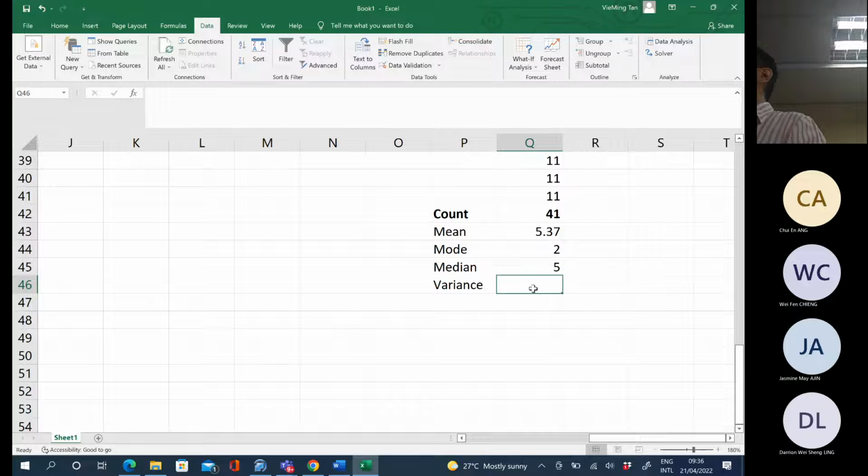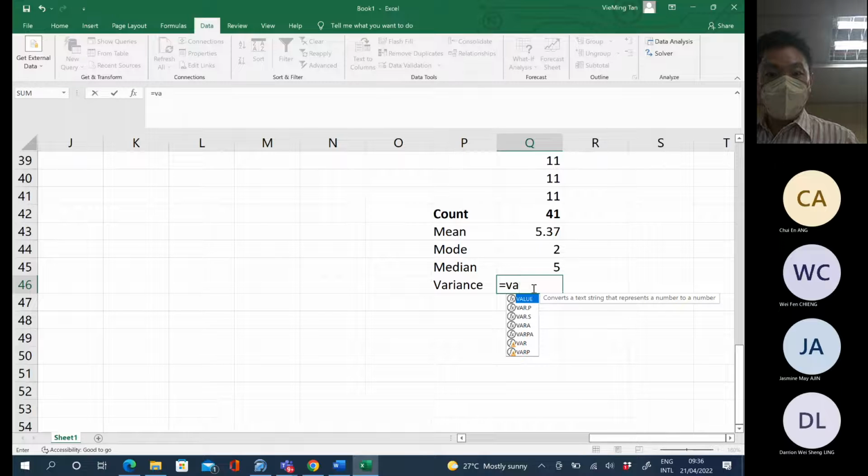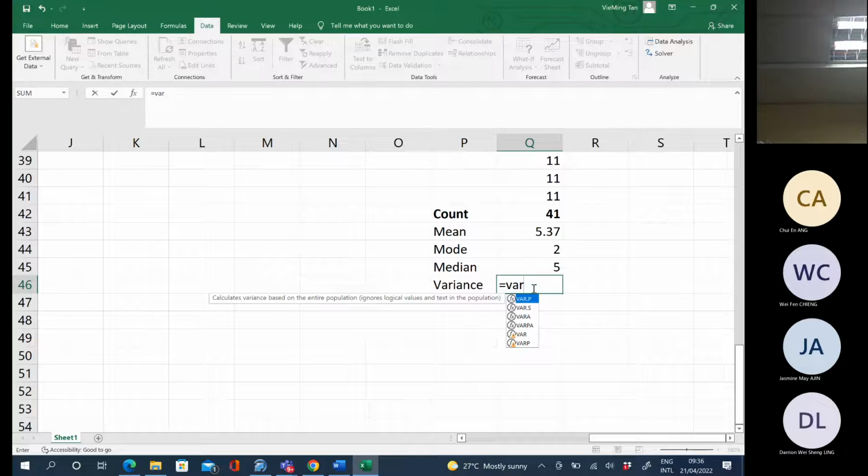So that means we are going to use sampling as the measurement. When we calculate the variance for a sample, the formula is slightly different. We already learned this on Monday. But in Excel, when you type variance, VAR, you may find that there are many options for you to choose. We have VAR.P, VAR.S, VAR, a lot.